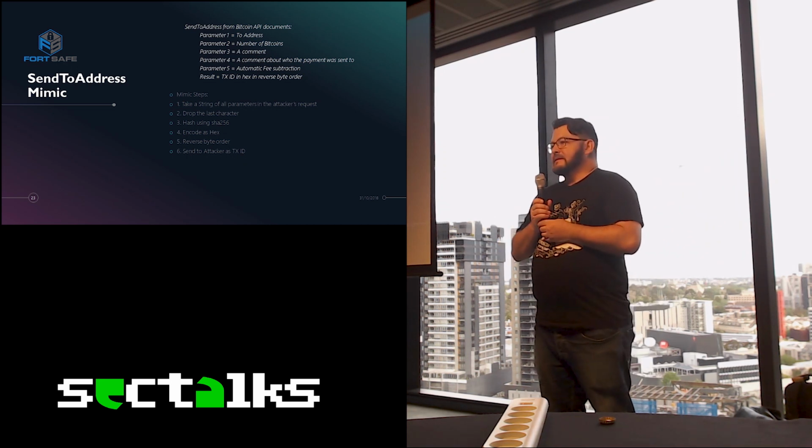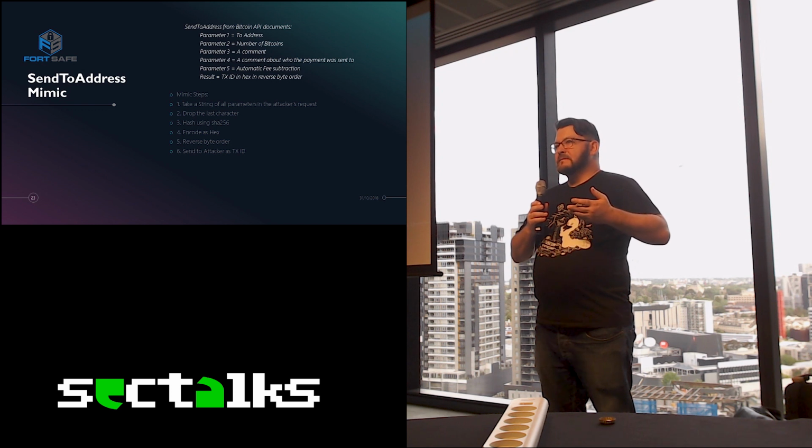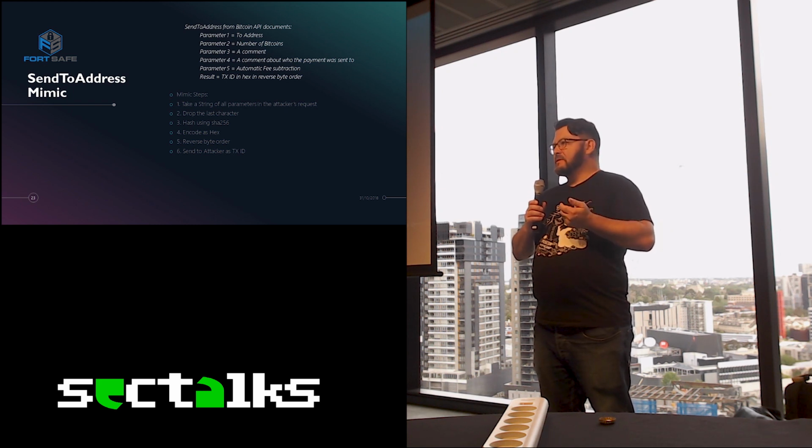So an example of a mimic. This is a send to address. Parameter 1 of the JSON request is the to address. Parameter 2 is the number of Bitcoins. Parameters 3 and 4, I believe, are optional. They're comments. And parameter 5 is an automatic fee subtraction. And the result is a transaction ID in hex in reverse byte order.